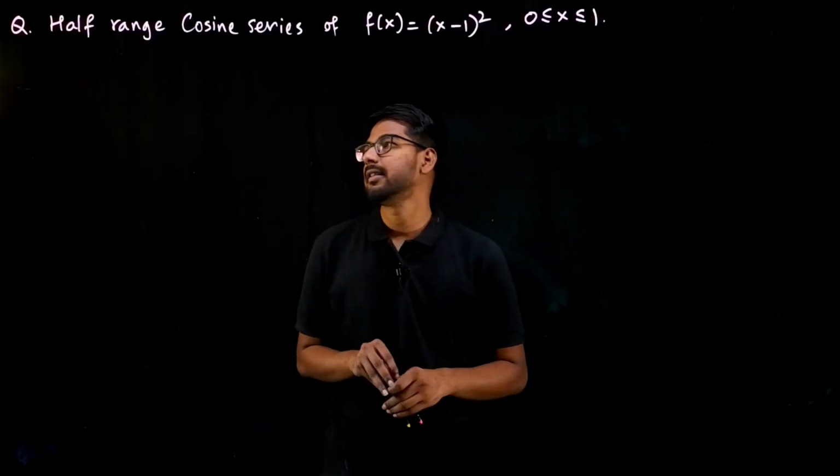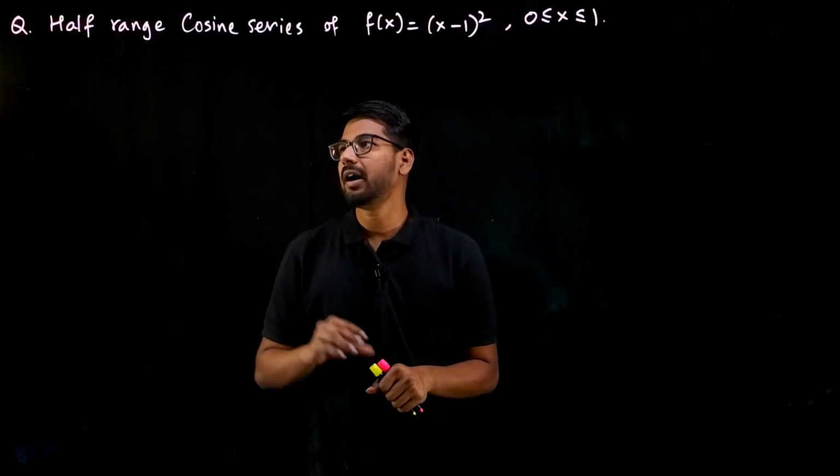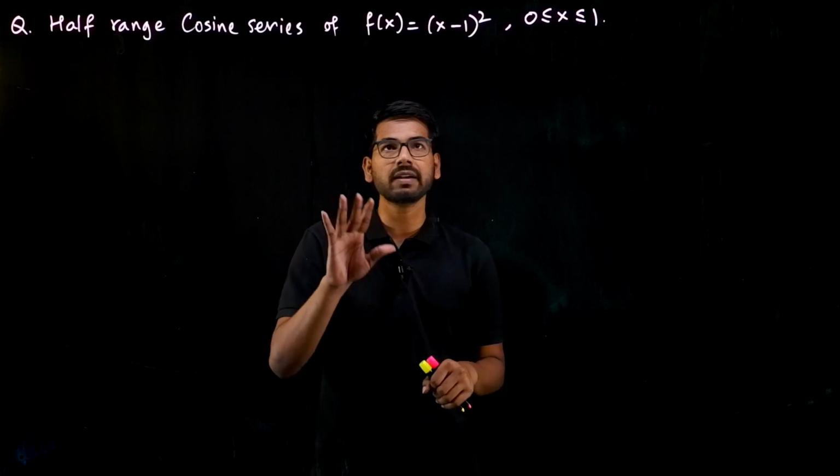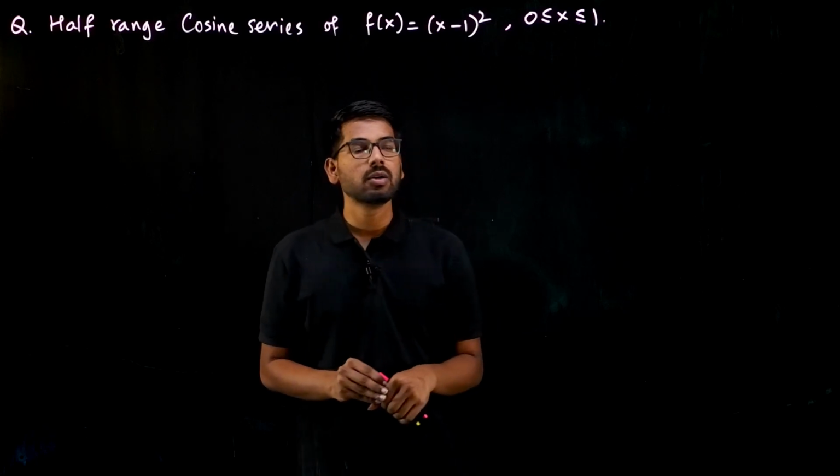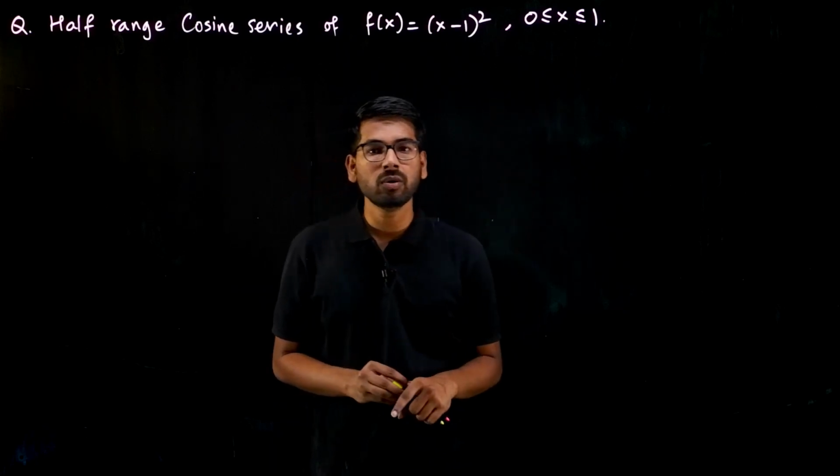Hey guys, the next question on Fourier series is: find the half range cosine series of f of x is equal to x minus 1 whole square in the interval 0 to 1.